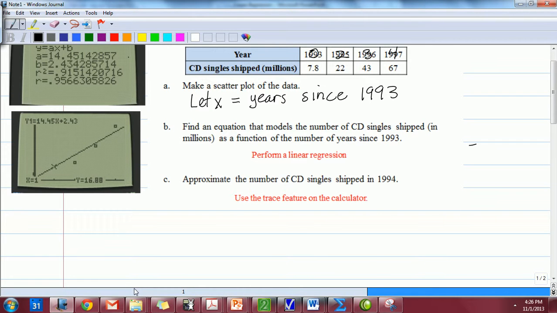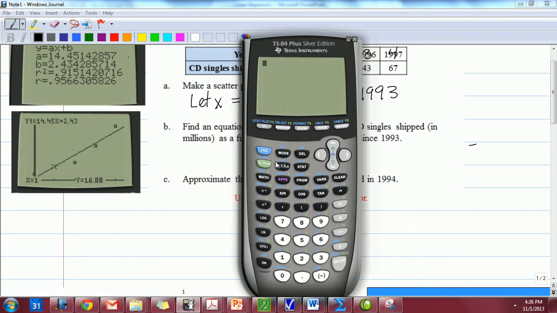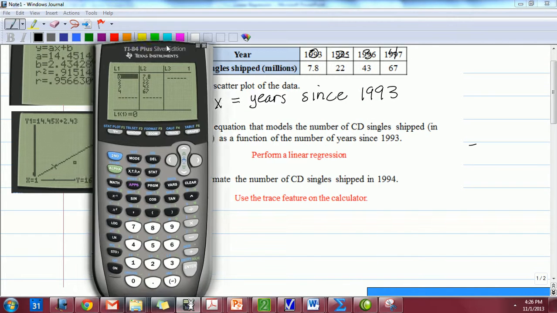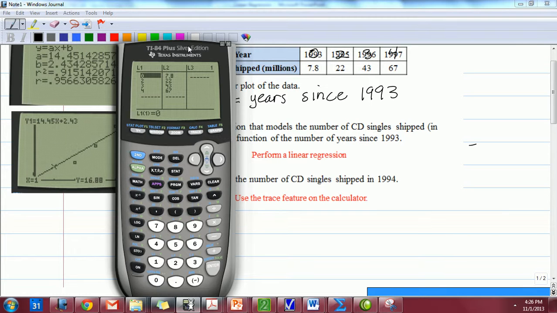Now when we do these, on my calculator, I kind of did it ahead of time, but you guys can still see. I hit stat and I hit edit, enter. And there go the values. Let me slide over so you can see. There are the values that I'm actually using. The 0, 2, 3, 4, and the 7.8, 22, 43, 67. So my values are already in.